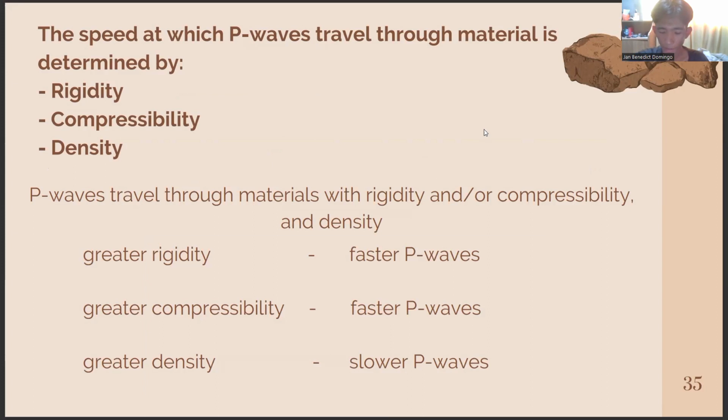First, the rigidity. Rigidity is how strongly the material resists being bent sideways and is able to straighten itself out once the shearing force has passed. Compressibility: how much the material can be compressed into a smaller volume and then recover its previous volume once the compressing force has passed. The more compressible the material, the faster the P waves. The third one is density. Density is how much mass the material contains in a unit of volume. The greater the density, the slower the P waves.